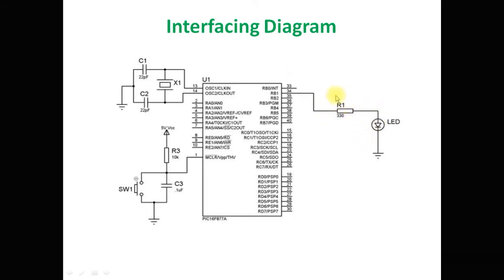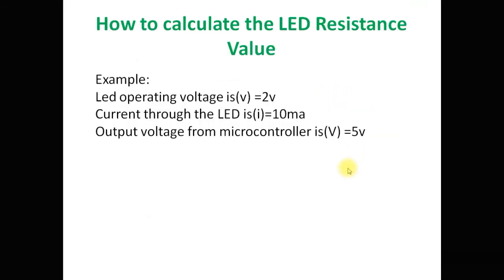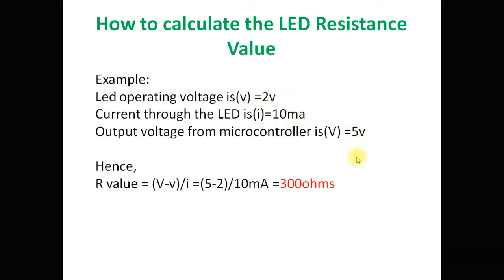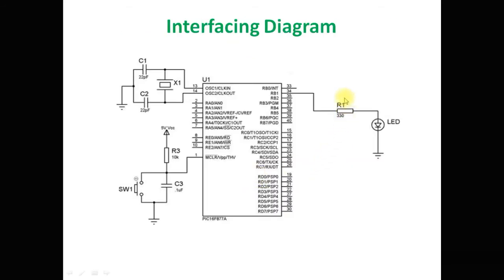Suppose you are not able to add this amount of resistance in series with the LED: my LED operating voltage is 2, my microcontroller operating voltage is 5, and my LED current rating is 10 milliamps. So definitely, if we do not add this amount of resistance in series with the LED, it will affect the LED. This is a must you must remember while connecting the LED to the microcontroller and resistance.